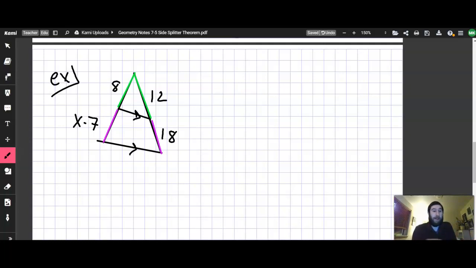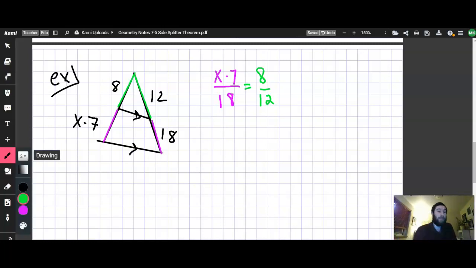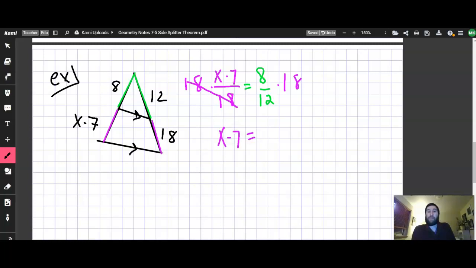I'm going to put the x minus 7 on top, and the reason why is because it's the variable. It makes it easier to solve, which then puts that over the 18, and in my other fraction, the 8 is on the same side as the x minus 7, so the 8 goes on top with the 12 on bottom. Now, ladies and gentlemen, we can solve. Let's go ahead and take our first step and multiply by 18 on both sides. Boom, boom. The 18s cancel out on the side with the x minus 7, which then gives us 8 times 18 divided by 12.